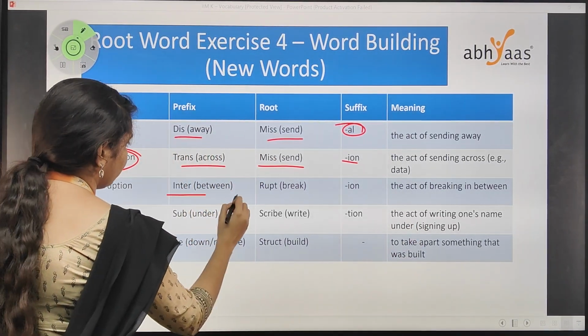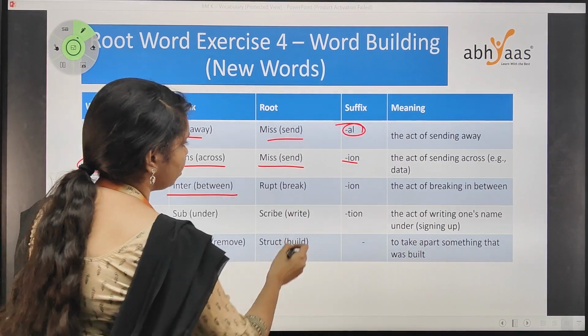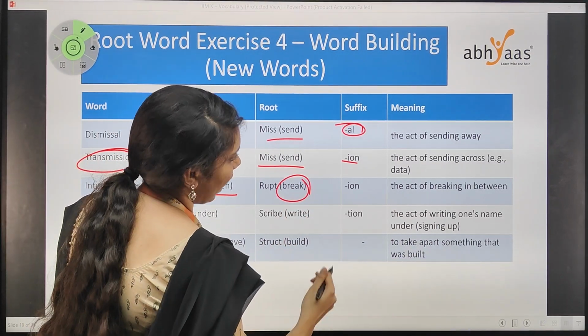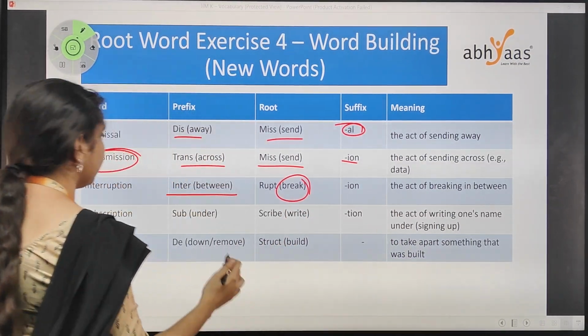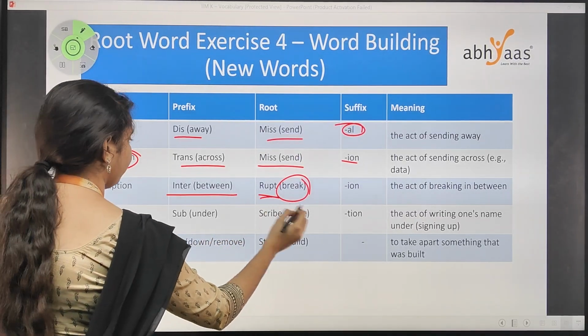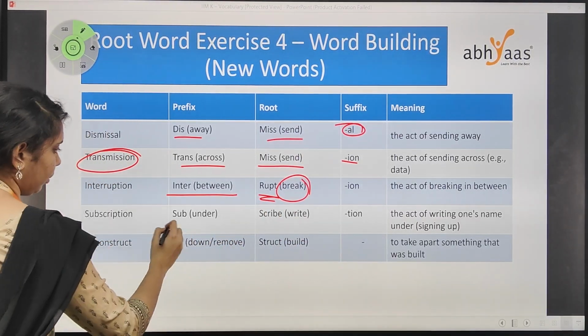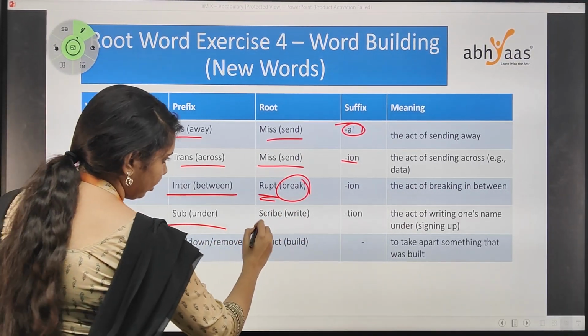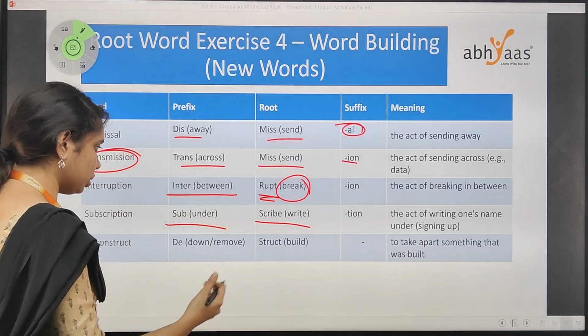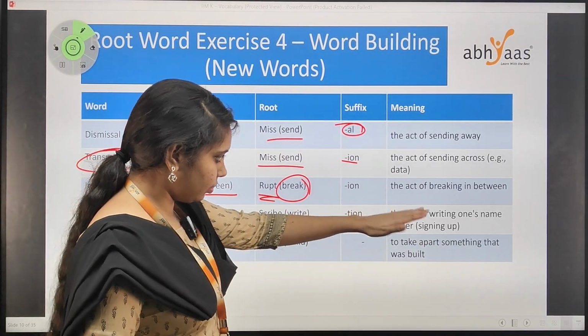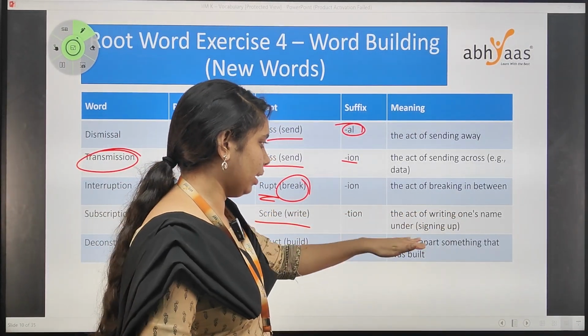Interruption. Inter is between, and rupt is to break. Okay, so the act of breaking in between is your interruption. Rupt is to break. Okay, now subscription. Sub is under, scribe is write. Scribe is to write. So the act of writing one's name under, signing up.